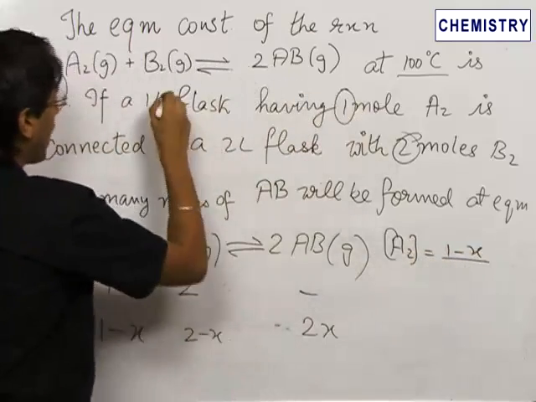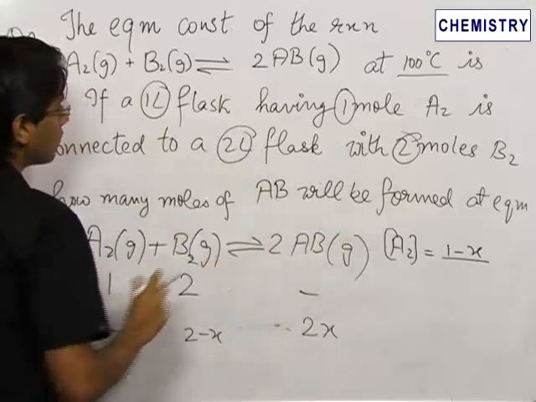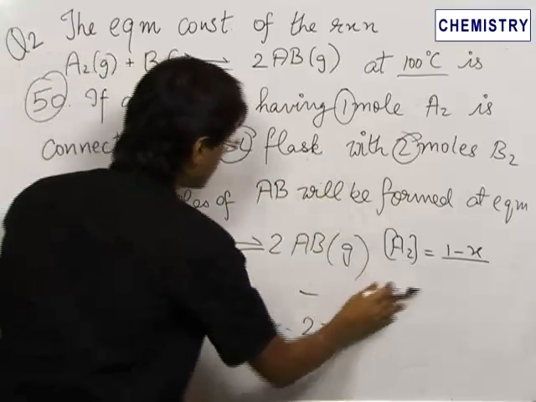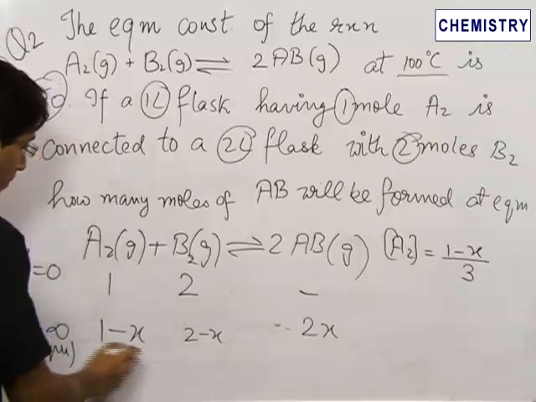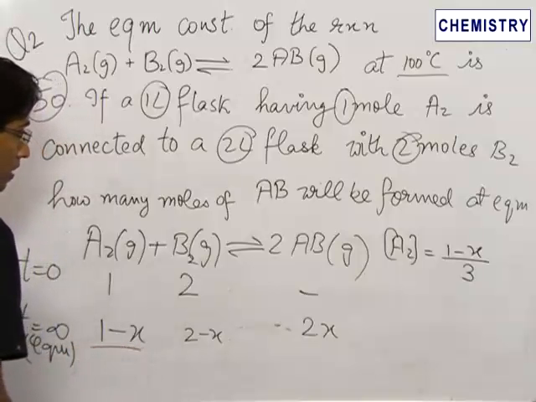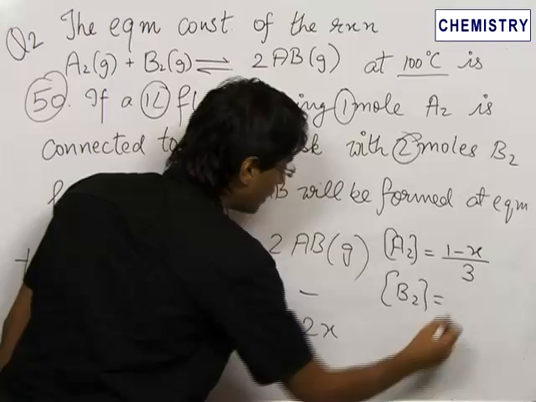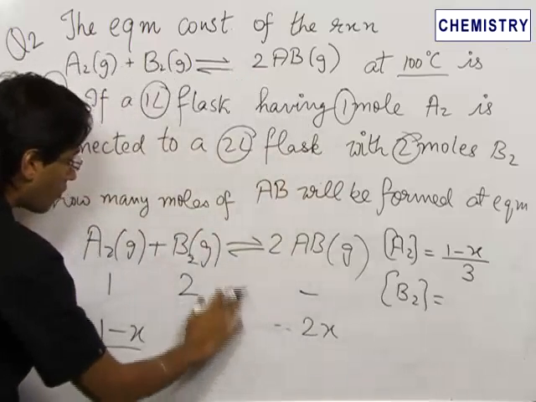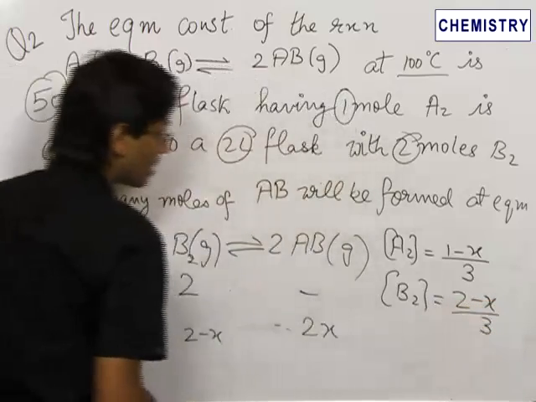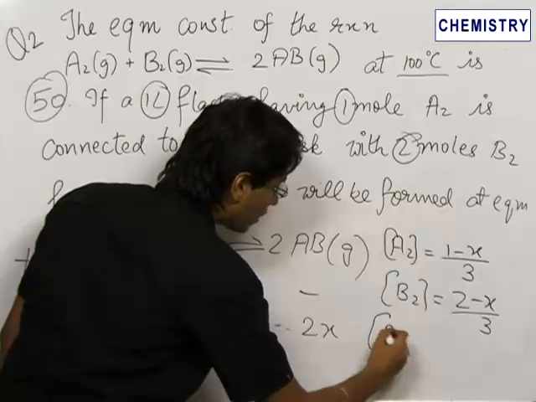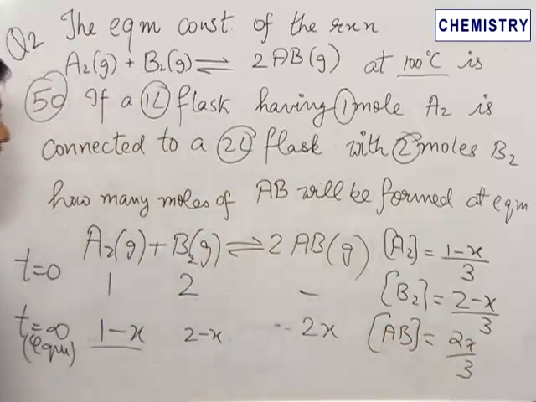Since the flask with A2 had a volume of 1 liter and the flask with B2 had a volume of 2 liters, hence when the two flasks were connected the final volume was 3 liters, and hence the concentration of A2 at equilibrium is equal to the number of moles of A2 at equilibrium divided by the final volume. The equilibrium concentration of B2 was number of moles of B2 present at equilibrium, that is 2 minus X divided by 3, which is the final volume, and the equilibrium concentration of AB is 2X upon 3.